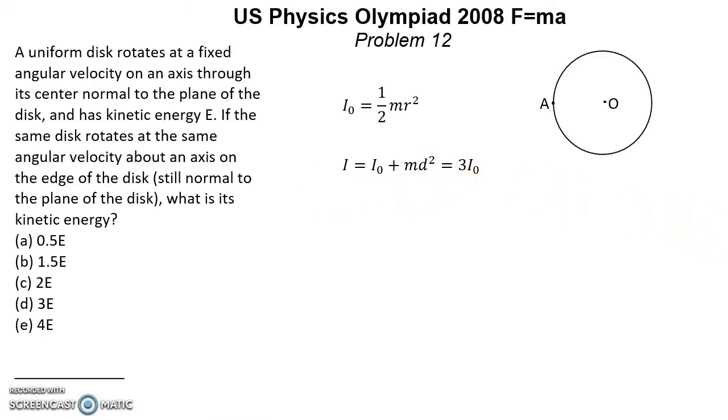And the last point, kinetic energy for rotation. We see that kinetic energy is proportional to moment of inertia. If we triple the moment of inertia and leave the same angular velocity, we will triple our energy. It means that the answer is D, 3E.